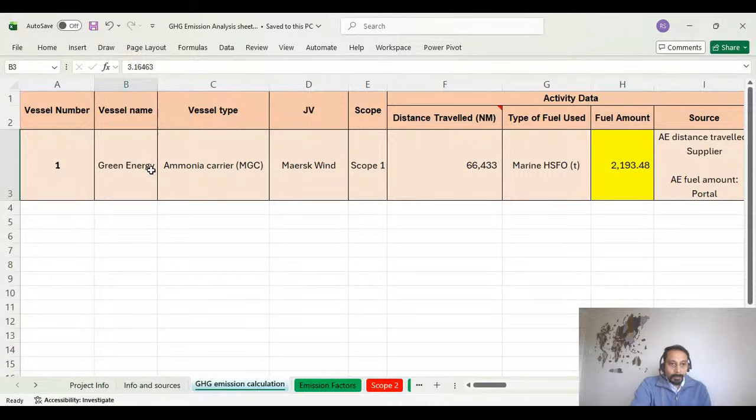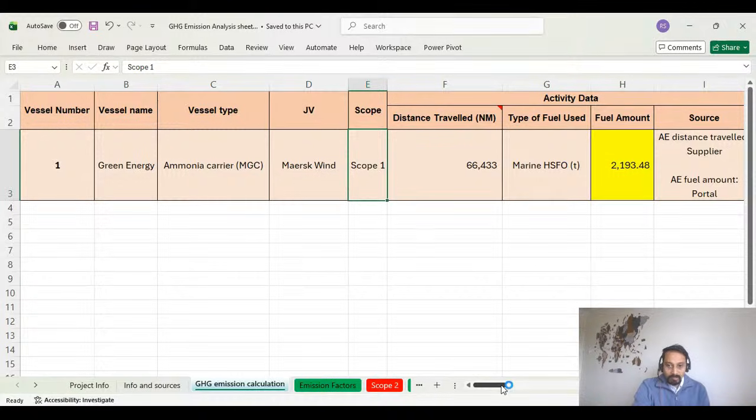For the scope 1 emissions, the vessel number definitely depends on the registration number. You can mention that registration number for your vehicles. Vessel name: the official name is Green Energy, and you can follow that for your own vehicles as well. What is the vessel type? It's a medium gas carrier, called an ammonia carrier. The joint venture partner is called Maersk Wind, so that is why the joint venture partner is there.